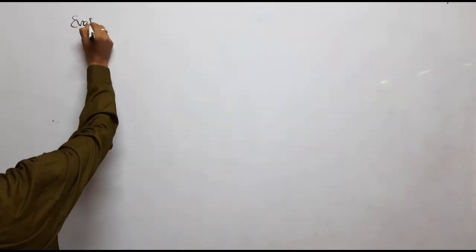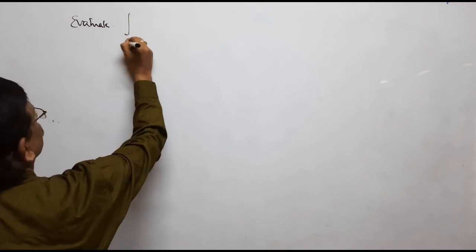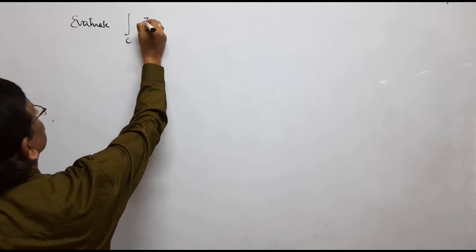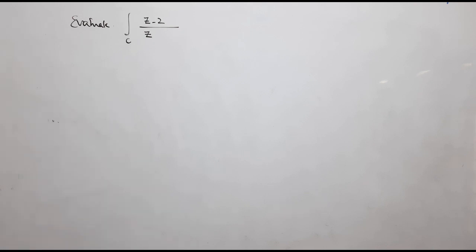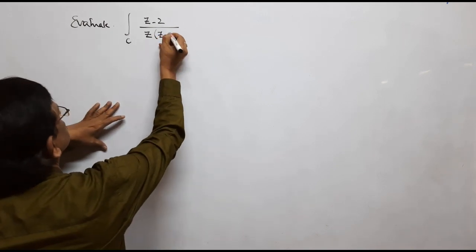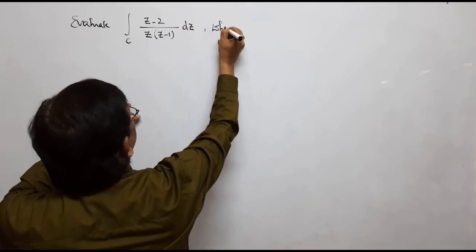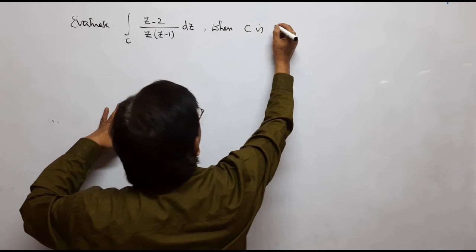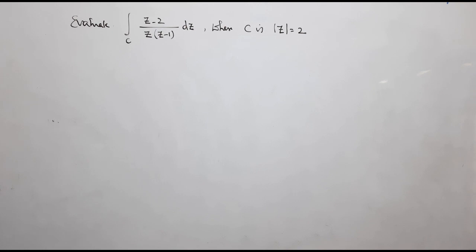Evaluate the integral over C of (z minus 2) by z into (z minus 1). I can write any other function which is not analytic at that place, for example z minus 1 or z minus 3, whatever it may be. Here C is mod z equal to 2, that means it is a circle with center 0 and radius 2.